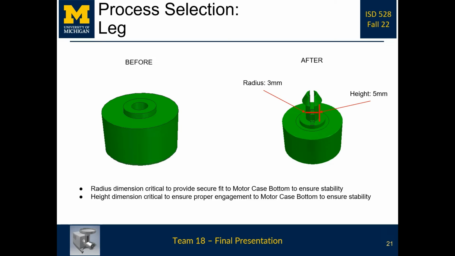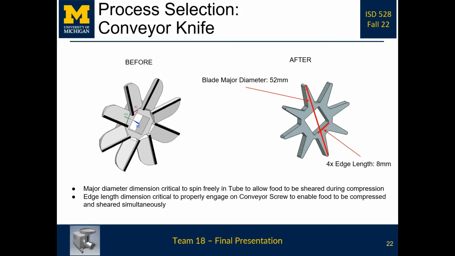The first component after redesign, for the leg, we decided that the key dimensions were those features on the snap feature, which overall fit to the motor case bottom to ensure stability of the assembly. The second component was the conveyor knife, which we chose the key dimensions that interact with the other components as this component spins in the assembly, which allows for the shearing and compression simultaneously of the food. So the blade major diameter, which spins freely in the tube, and the edge length, which controls the interface for the conveyor screw.